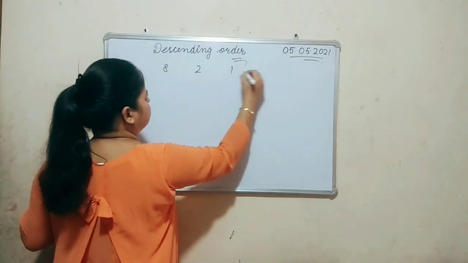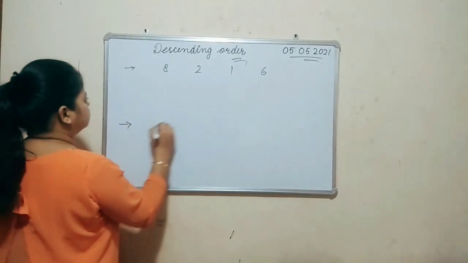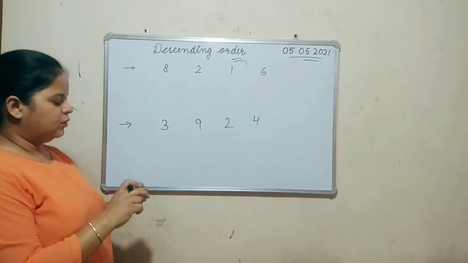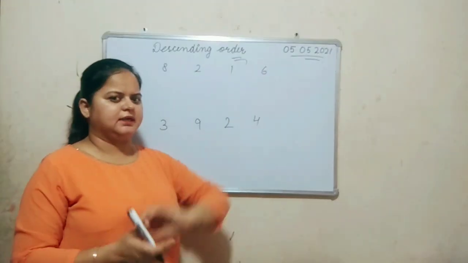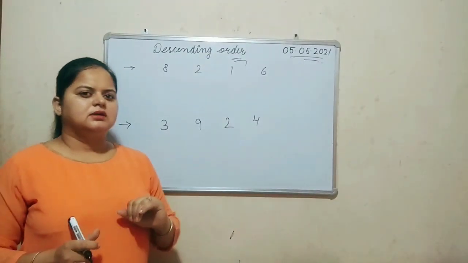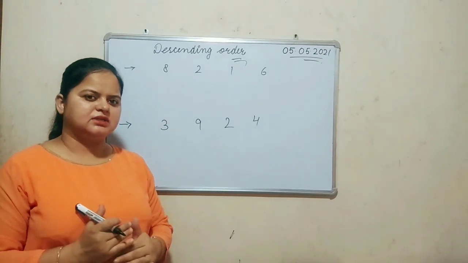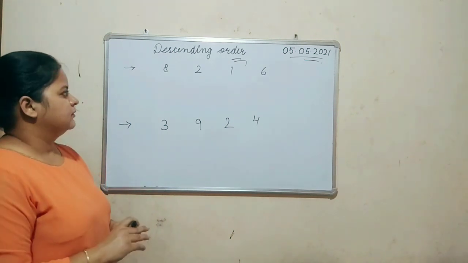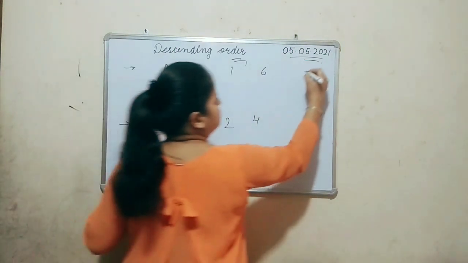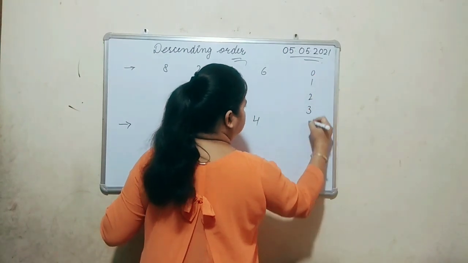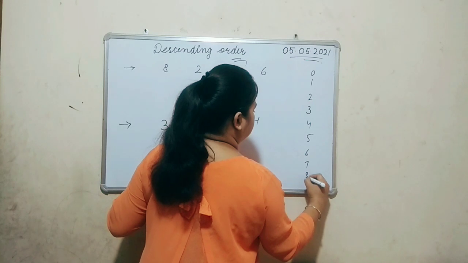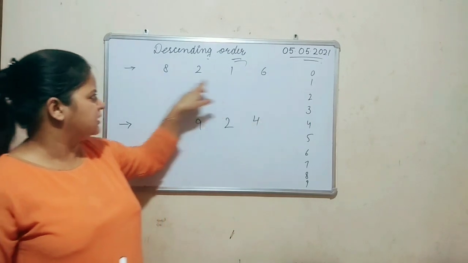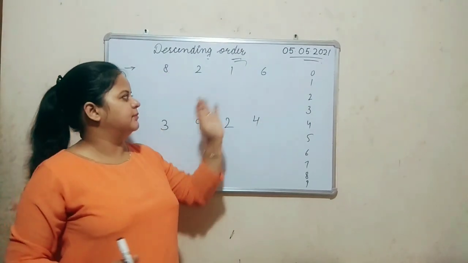Descending order means to arrange the numbers from greatest to smallest. 8, 2, 1, 6. 3, 9, 2, 4. Okay, from these 4 we have to find out the greatest number. The number which comes first is smaller and the number which comes later, in the last, is called the greater number. Okay, from counting 0 to 9: 0, 1, 2, 3, 4, 5, 6, 7, 8, 9. Which number from these 4 comes last, meaning which is the greater number?